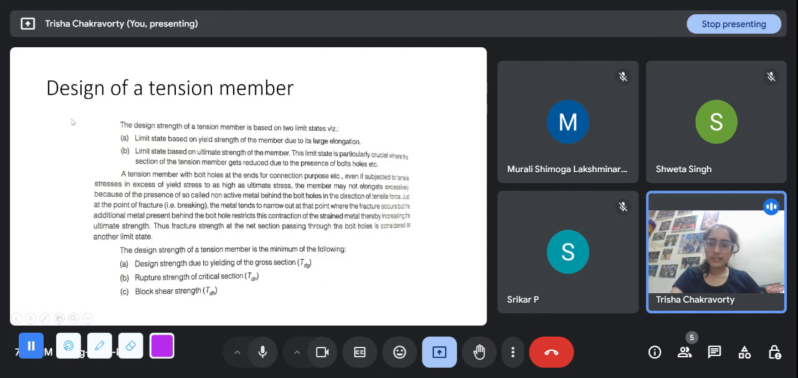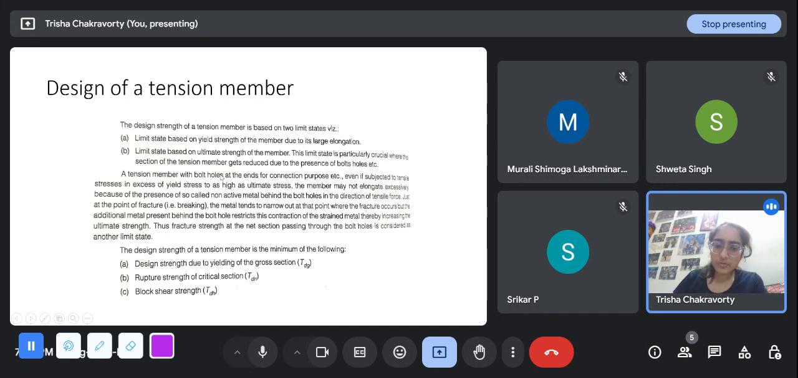So the design of a tension member is based on two limit states: one based on the yield strength of the member due to its large elongation, and one based on the ultimate strength of the member. This limit state is particularly crucial where the section of the tension member gets reduced due to the presence of bolt holes. So this is the serviceability limit state, A, and B is the collapse limit state.